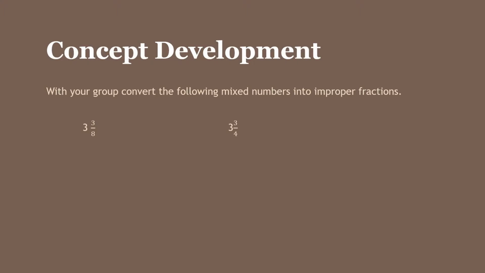With your group, you're going to convert the following mixed numbers into improper fractions. So we're going to practice that skill once again, doing whatever you may need to do. You may use the multiplication and addition method, or you can use the number bond method. Go ahead and work on these two together with your tables. Whenever you are done, come together as a group and the teacher will be around to check it. Go.